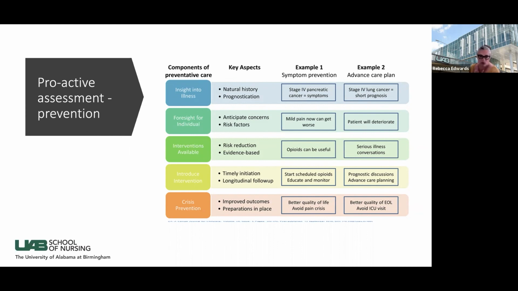Crisis prevention, we want to make sure, and this final line here, that we are preventing crises when possible. We want to improve outcomes, making sure preparations are in place, focusing on quality of life, avoiding pain crises, making sure the patients and families and caregivers have what they need available and are well educated, and focusing on the better quality of end of life, avoiding aggressive treatment, futile treatment that can be very burdensome and awful for patients and families. So as you can see, this whole picture really speaks volumes about palliative care and how we want to be proactive about assessment and prevention across the serious illness trajectory for all components of palliative care.